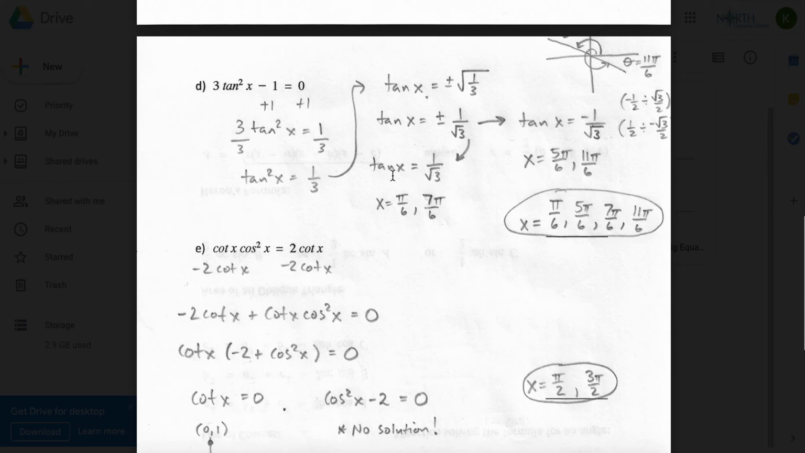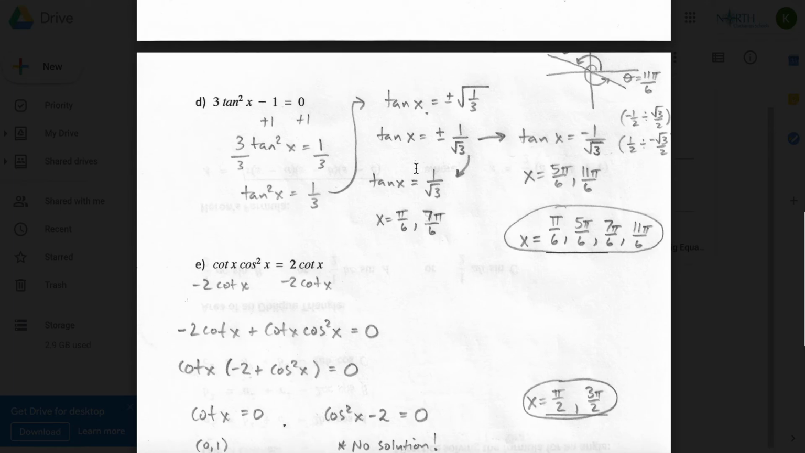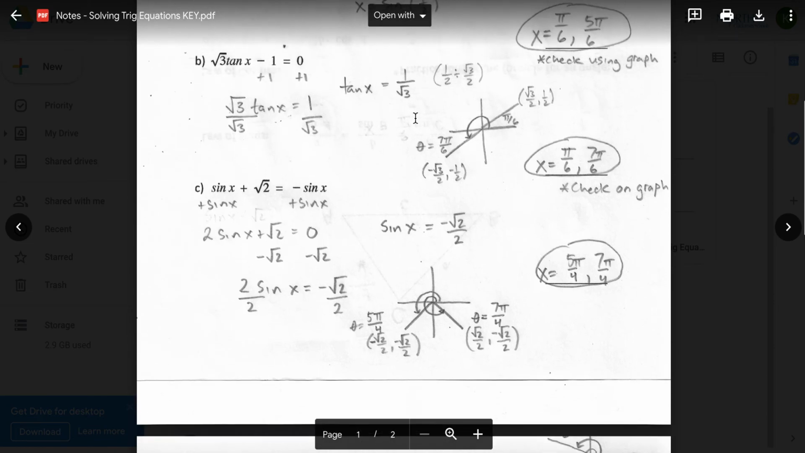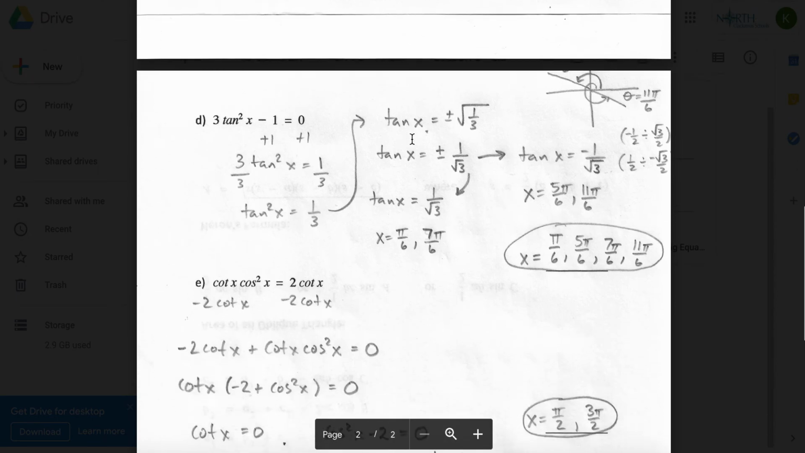So if we do the positive version here, well, luckily we've already done this problem, so we can refer back. Tangent of x equals 1 over the square root of 3. Back here we found those solutions right here to be pi over 6 and 7 pi over 6. So there's 2 of our solutions.